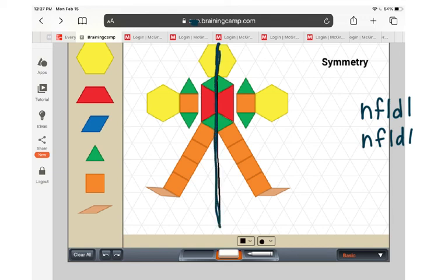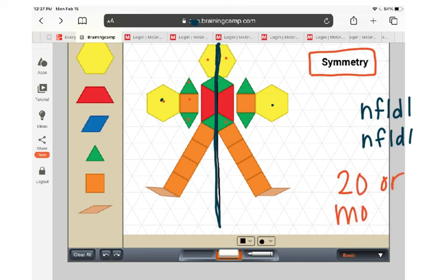So if I were to fold this shape in half, this would match up with this one. This would match up with this. And so what you're going to do is create a design and then draw in your line of symmetry. I would like you to try to use at least, how many shapes do I have? 1, 2, 3, up to 14. I would say use 20 or more shapes to create your symmetrical figure.